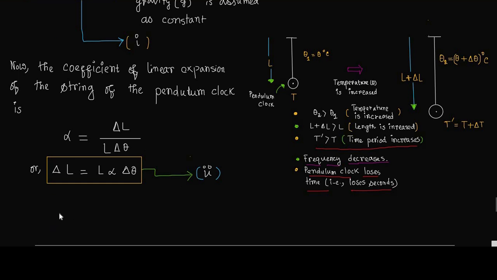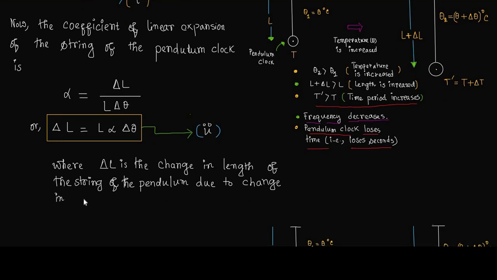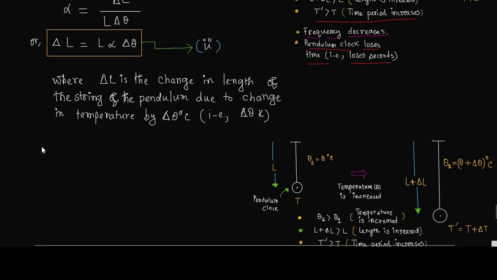Delta L is equal to L alpha delta theta, which is change in length, where delta L is the change in length of the pendulum clock, or change in length of the string of the pendulum due to change in temperature by delta theta degree C or delta theta Kelvin.